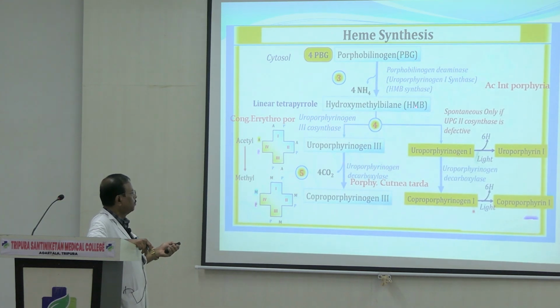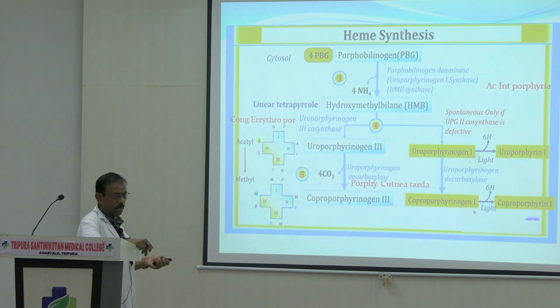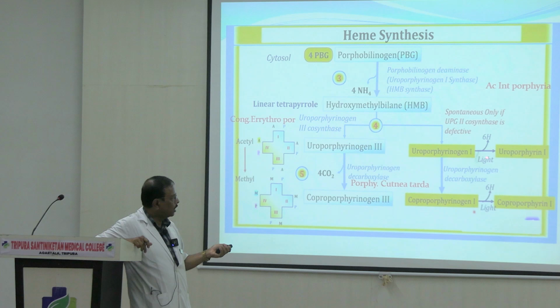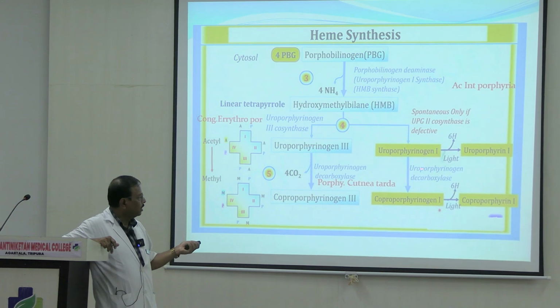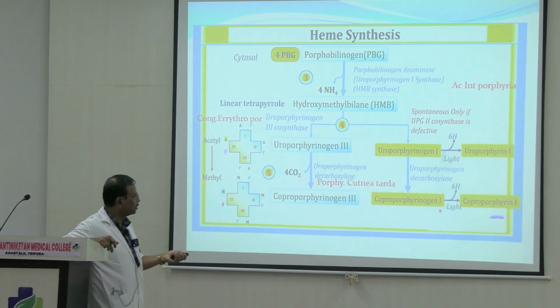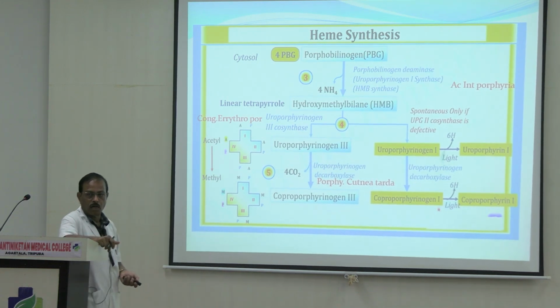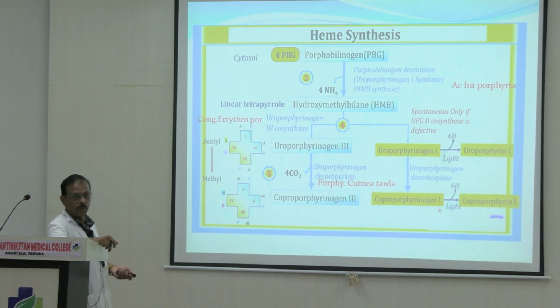Now, when this enzyme is blocked, what happens? This hydroxymethylbilane is spontaneously converted into uroporphyrinogen 1. Uroporphyrinogen 1, with exposure to light, gets converted into uroporphyrin. It can also be converted into coproporphyrinogen 1 by uroporphyrinogen decarboxylase. Then on exposure to light, it gets converted into coproporphyrin. Both of these will be excreted in the urine, and they can be measured to identify the type of porphyria.